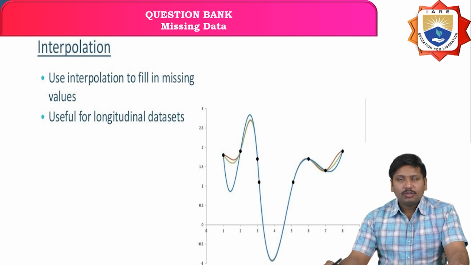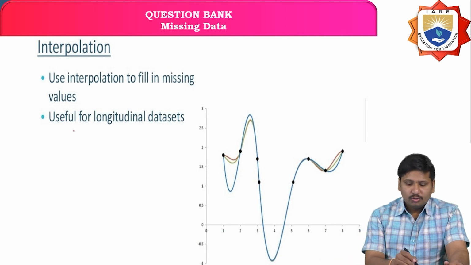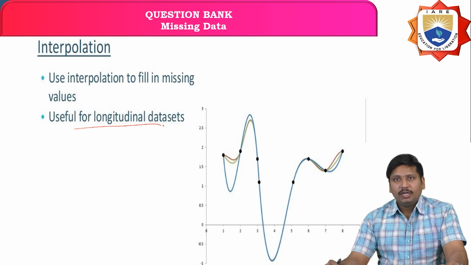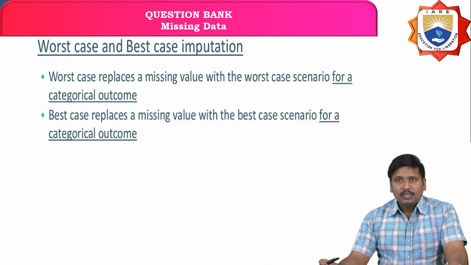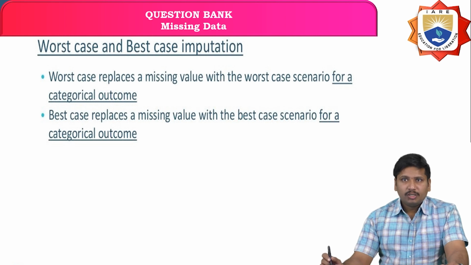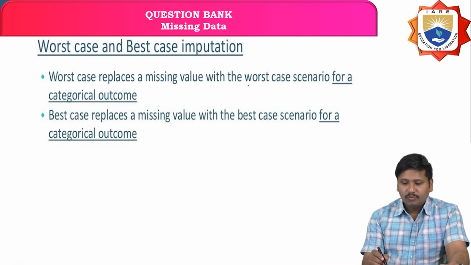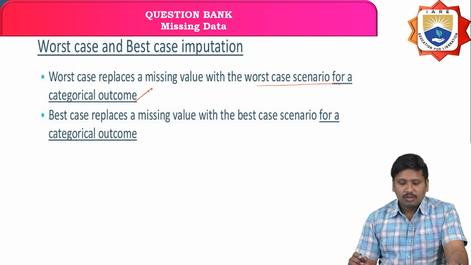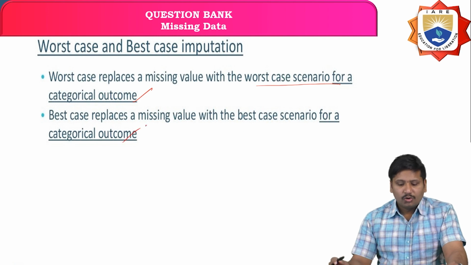Interpolation is another kind of method where you can fill the missing values with interpolation, and it is also useful for longitudinal data sets. And worst case and best case imputation. The worst case imputation replaces the missing value with the worst case scenario for a categorical outcome, and similarly the best case replaces the missing value with the best case scenario for the categorical outcome. So these are the best case and worst case imputation methods.